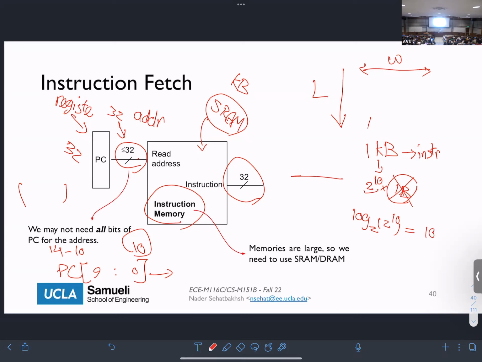If I say now we have 64 kilobytes, then it means that we have 2 to the power of 6 times 2 to the power of 10, or 2 to the power of 16. So we need 16 bits, and so on and so forth. If the memory becomes bigger and bigger, you need more bits. Does that make sense?